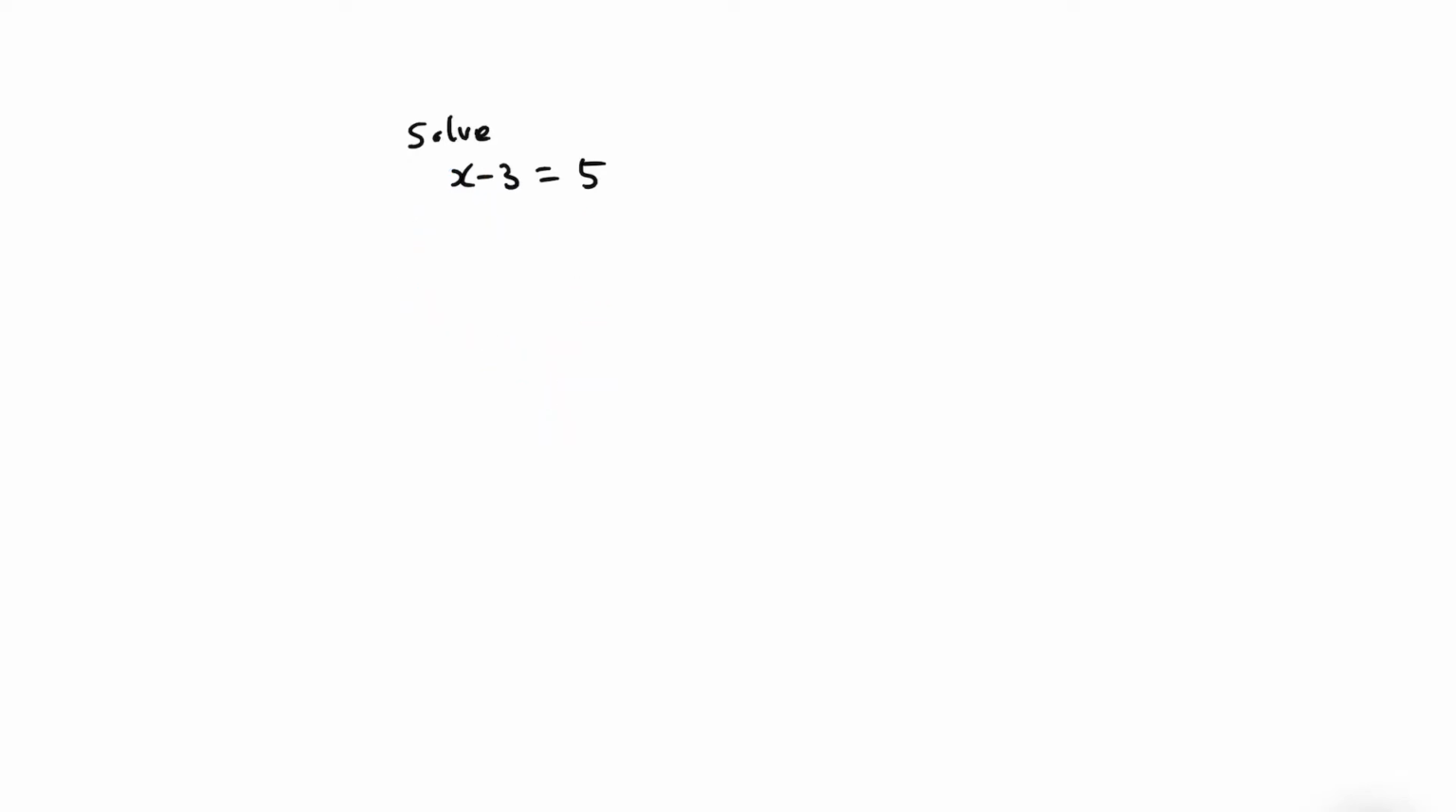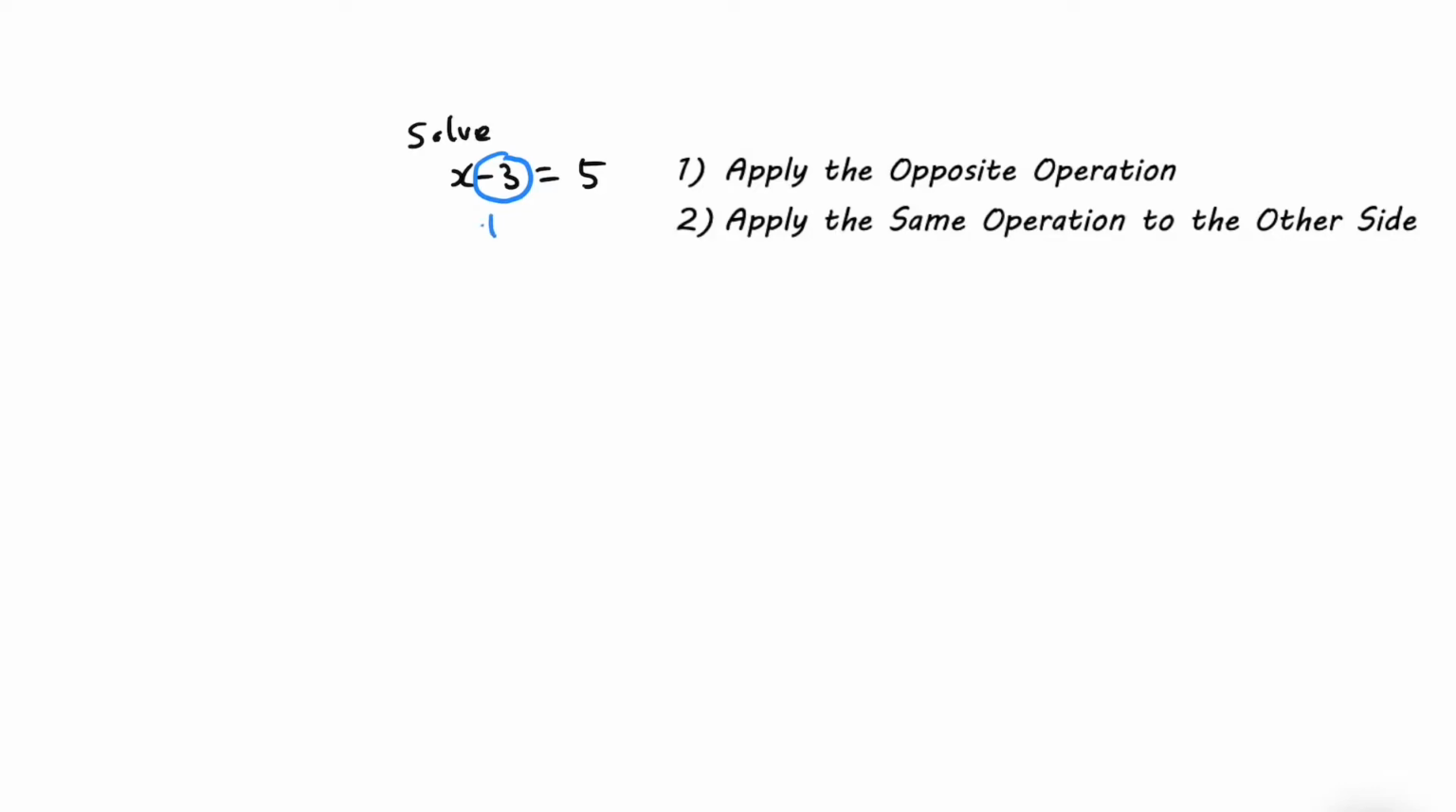X minus 3 is equal to 5. The first thing that we do to solve a linear equation is always the same. First, find the operation that is done to the variable. Here in this case, we are subtracting 3. Now, what we do is we do the opposite operation of that. That's rule number 1. Apply the opposite operation. Rule number 2, make sure you do the same operation on the other side as well.